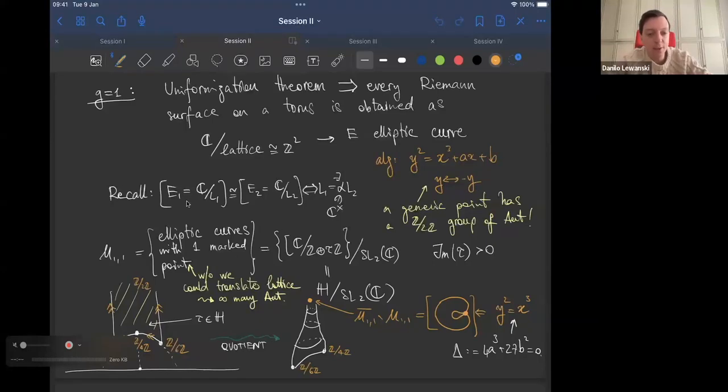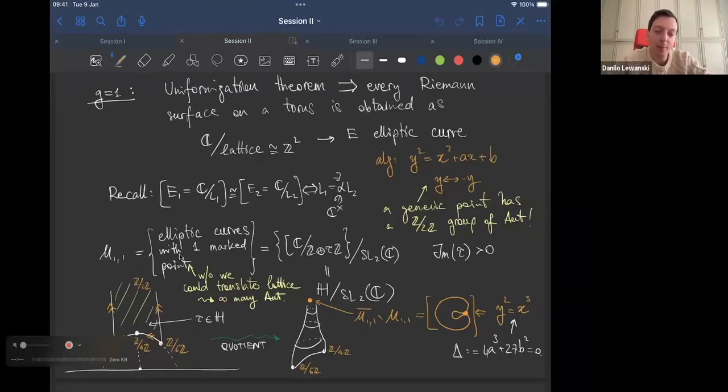And also, an elliptic curve given by the quotient of C by some lattice would be isomorphic to another elliptic curve given by C divided by a different lattice if and only if these lattices are proportional by a non-zero scalar in C without the zero. So now you can basically take M_{1,1}, which is this moduli space of genus 1 curves, so elliptic curves, with one marked point that you can think of as the neutral element of the group structure.